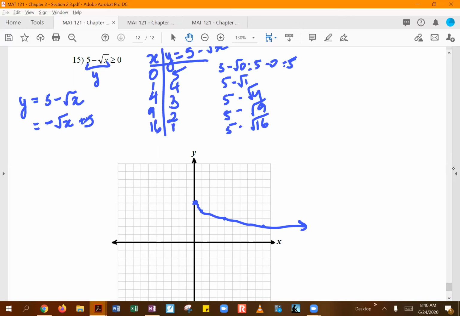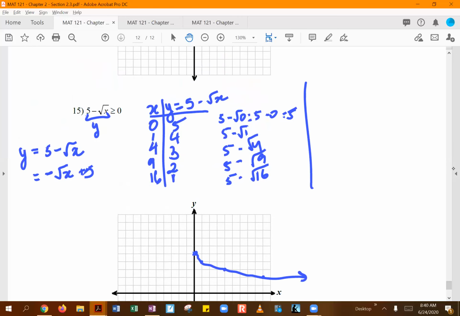But you know what? This is not enough, because like we did yesterday, we need to know where this graph would be crossing our x-axis at. So we need to know where it's actually crossing the x-axis at. So find your x-intercept here basically. And remember, to find the x-intercept, we make our y value 0. So you're basically setting the 5 minus square root of x equal to 0 and solving for x.